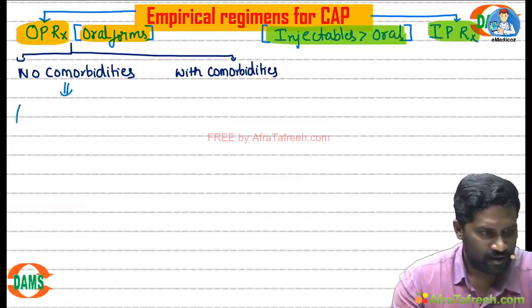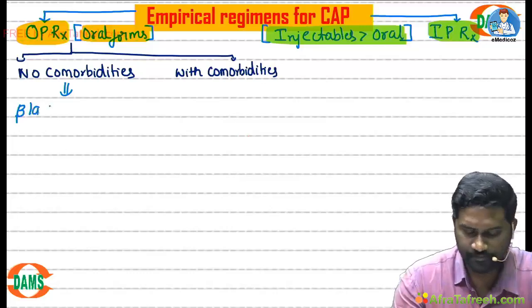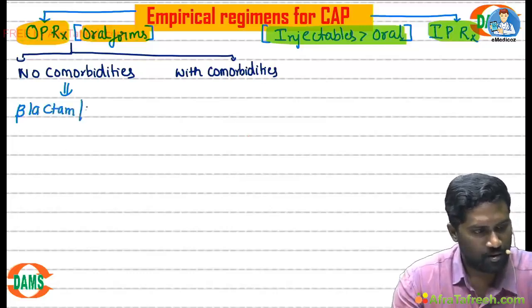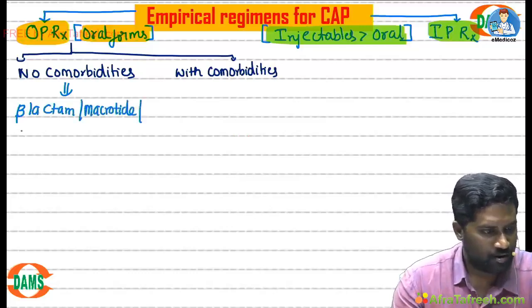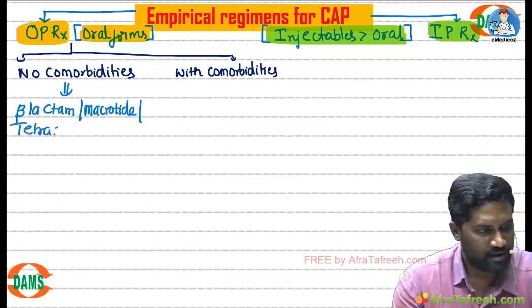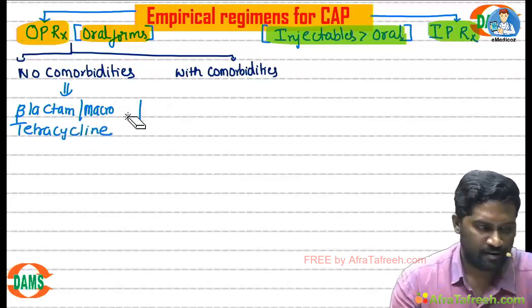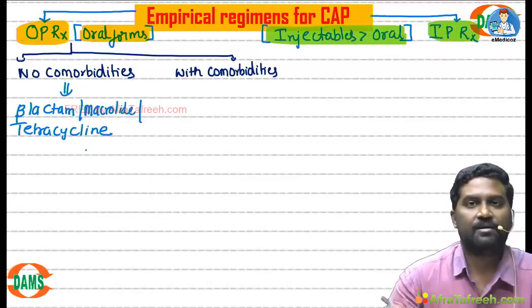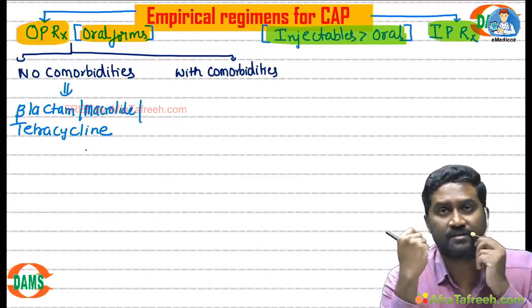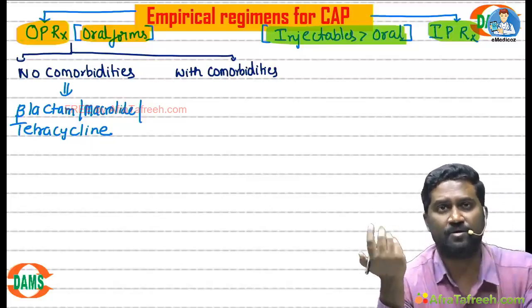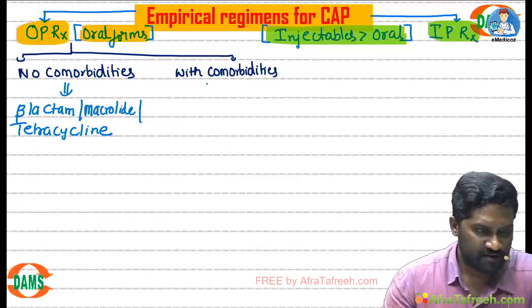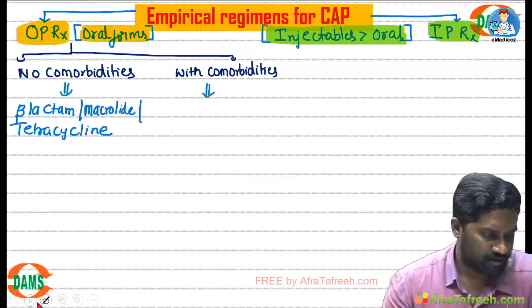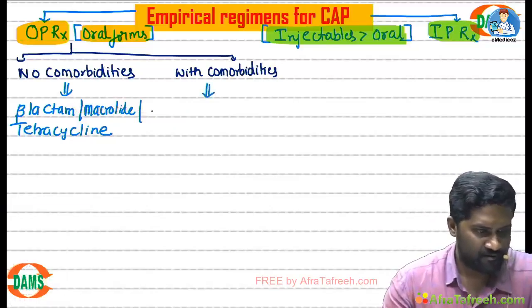I give either beta-lactam or macrolide, any one, or tetracycline group. Either beta-lactam such as simple amoxicillin, macrolide such as azithromycin, tetracycline usually doxycycline.